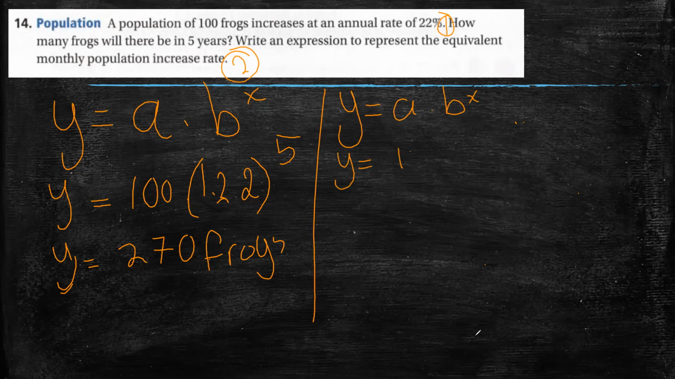A is 100, and x is 12, because I'm talking about monthly. Keep it as m for solving, where m is the number of months. But I need now to find the new rate, because this 22% is an annual rate. I need to find the monthly rate.